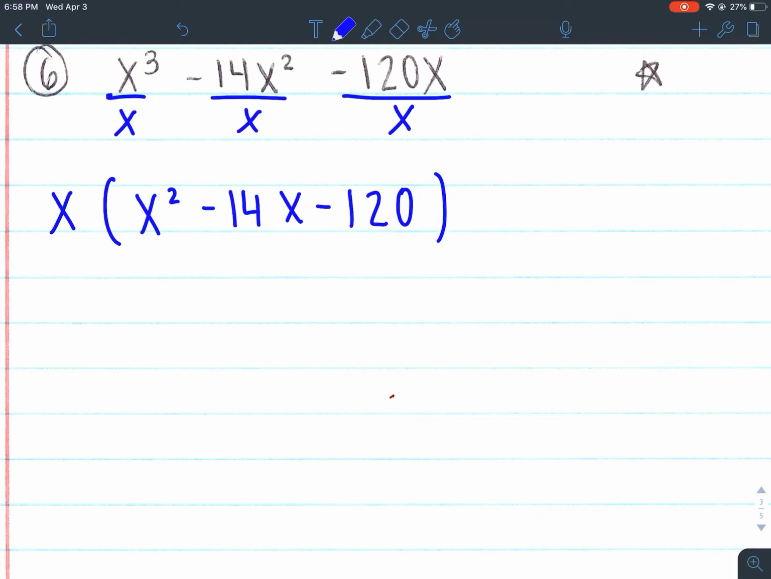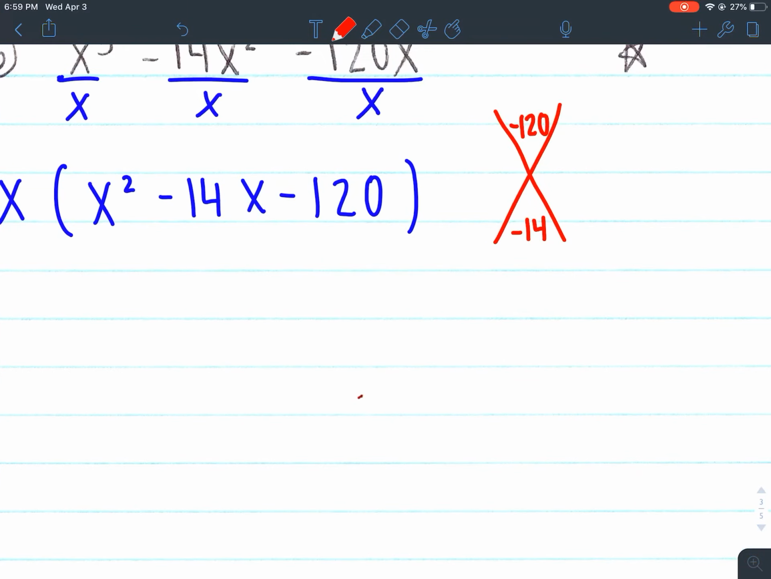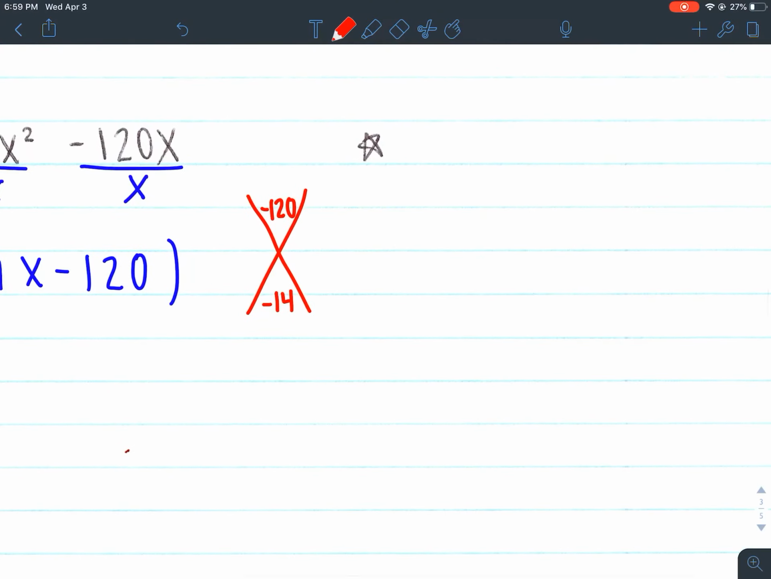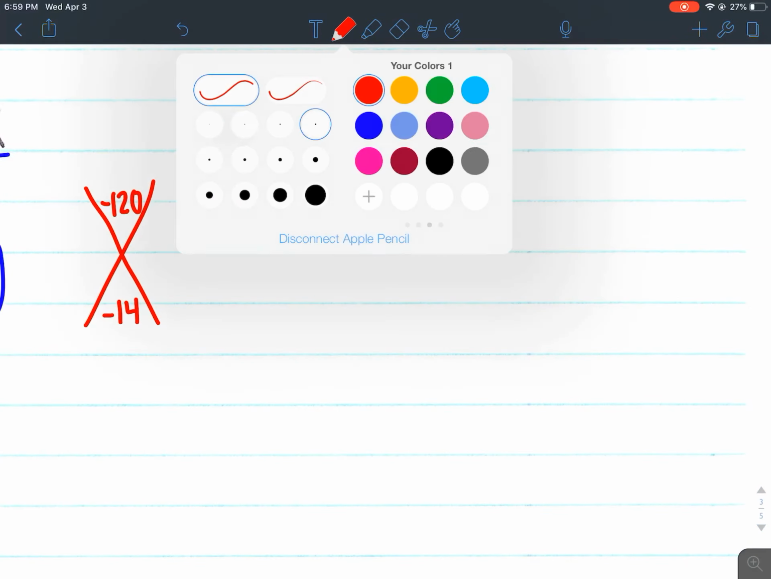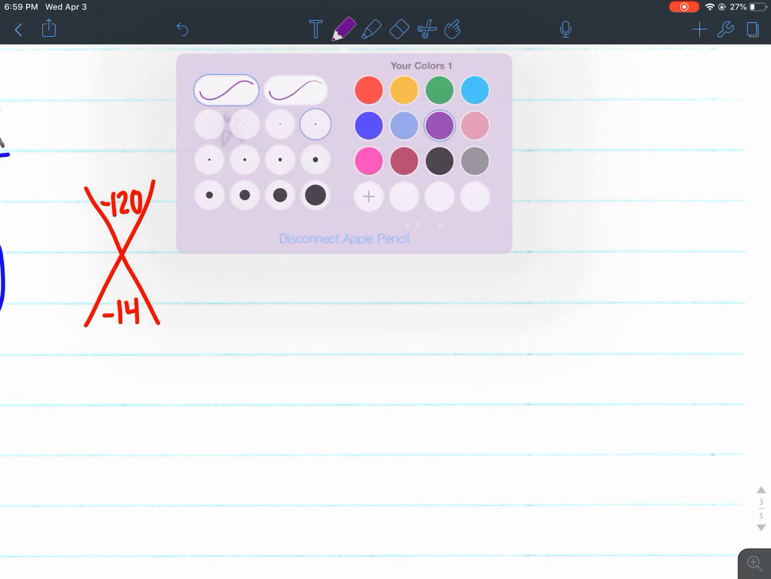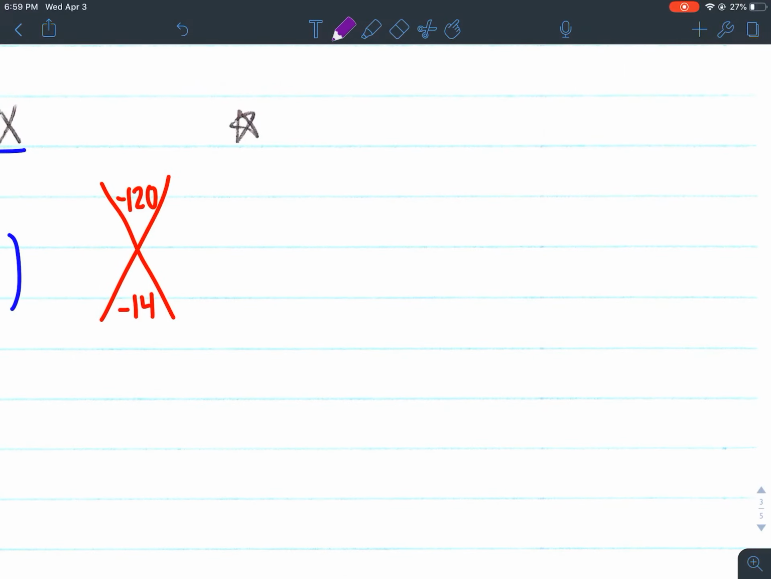Negative 120 is pretty big, right? So let's make our little x here. Remember, we're going to disregard that x on the outside for now. We have to multiply to negative 120, and it needs to add to negative 14, okay? Now, negative 120 has a lot of factors. So I'm going to show you that little calculator trick again. I know it's probably not our favorite thing to do, but it will help with this problem since it's so big. All right, so we have y.